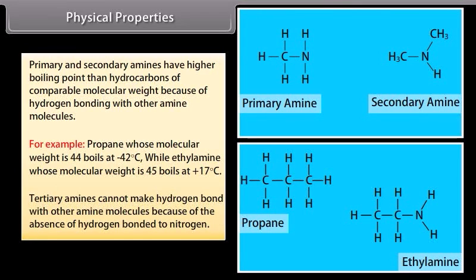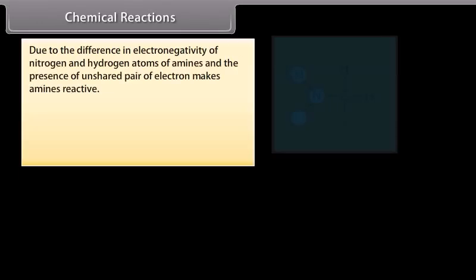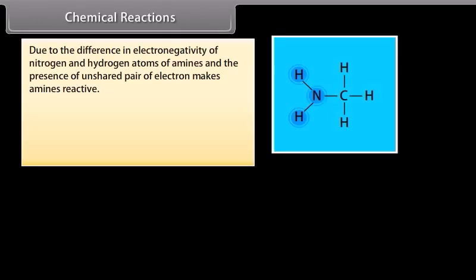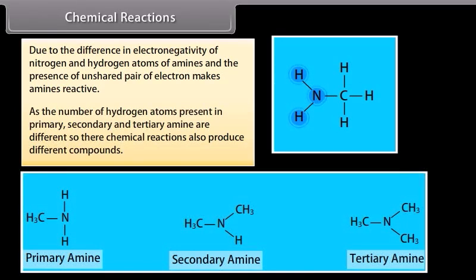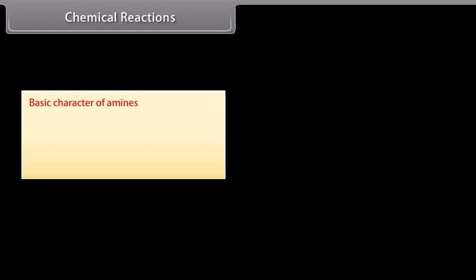Tertiary amines cannot make hydrogen bond with other amine molecules because of the absence of hydrogen bonded to nitrogen. Chemical reactions. Due to the difference in electronegativity of nitrogen and hydrogen atoms of amines and the presence of unshared pair of electron, amines are reactive. As the number of hydrogen atoms present in primary, secondary and tertiary amine are different, their chemical reactions also produce different compounds.